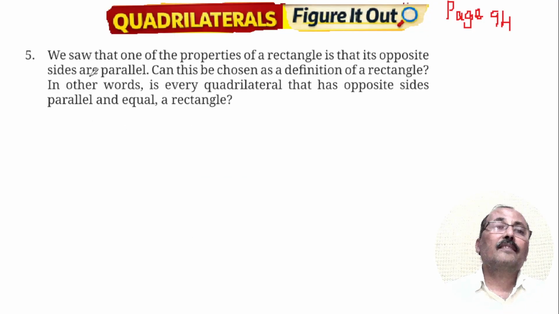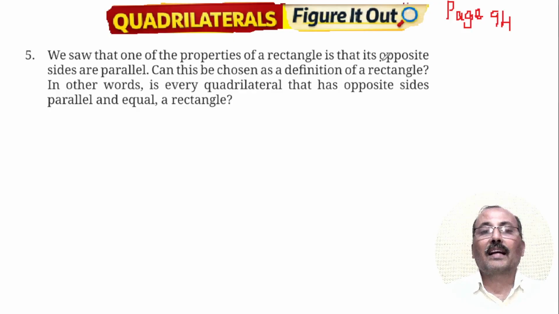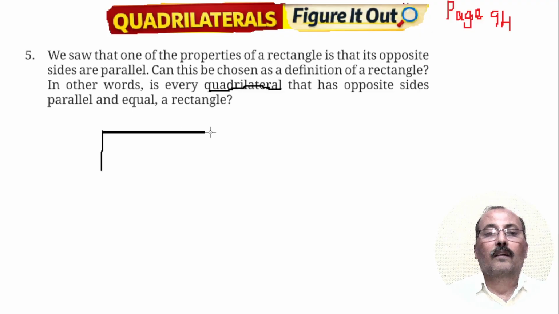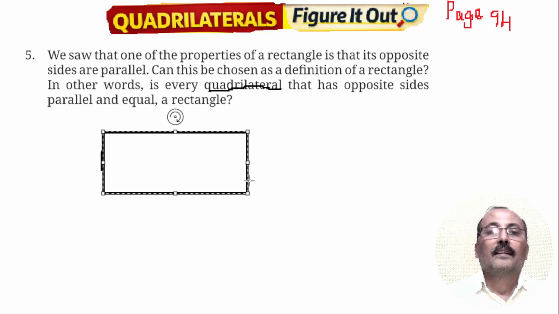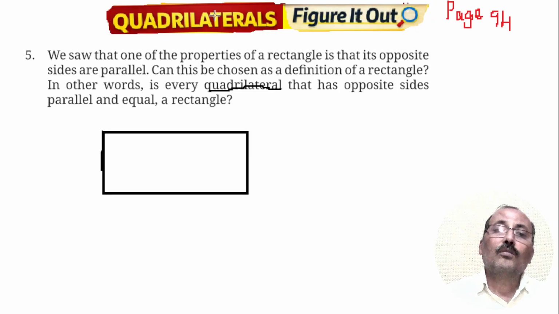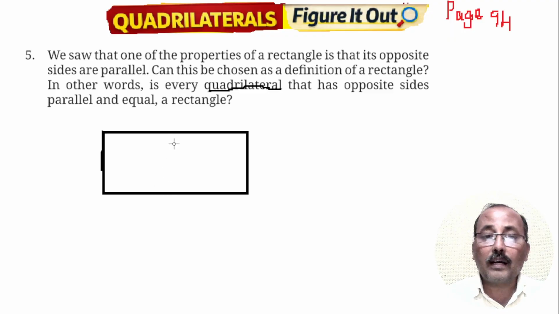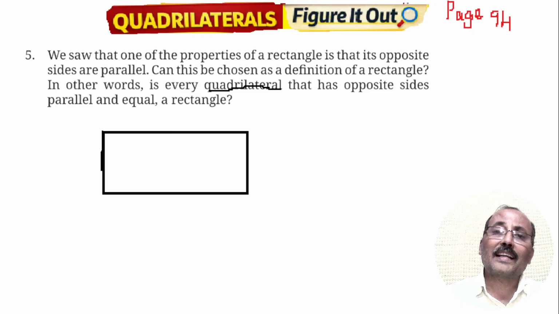The next question is, we saw that one of the properties of a rectangle is that its opposite sides are parallel. Draw a rectangle like this. Now a quadrilateral only it should be, but I have drawn a rectangle. Now they say, opposite sides are parallel and equal, will it be a rectangle? Is it true, is it correct? One important point they did not say, in that itself, one more property, the angle must be 90 degrees.